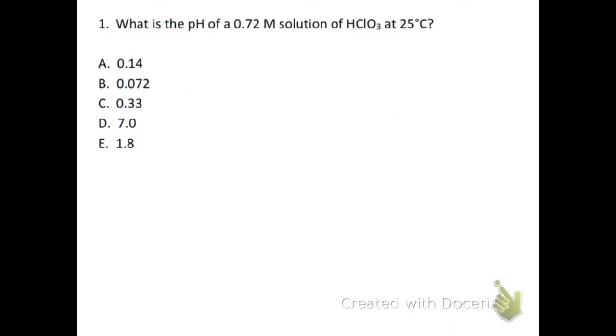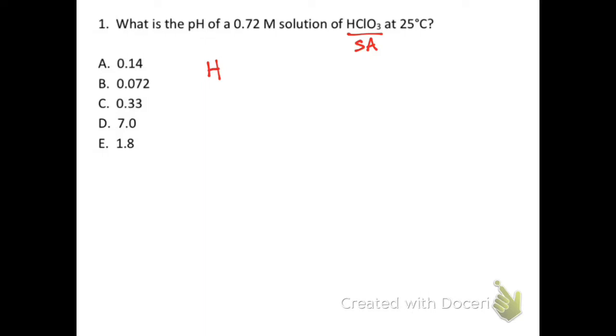Okay, in this first question, we're trying to find the pH of a 0.72 molar solution of HClO3. So the first thing we want to do is ask ourselves, what is HClO3? How will we identify this? Well, this is a strong acid. What do we know about strong things? Do they dissociate a little bit? Nay, a whole lot of it.